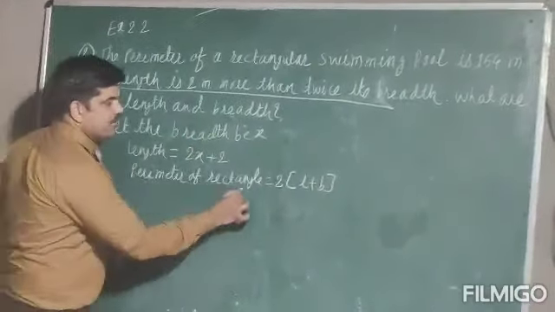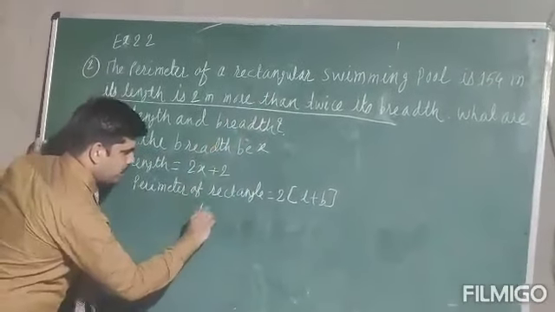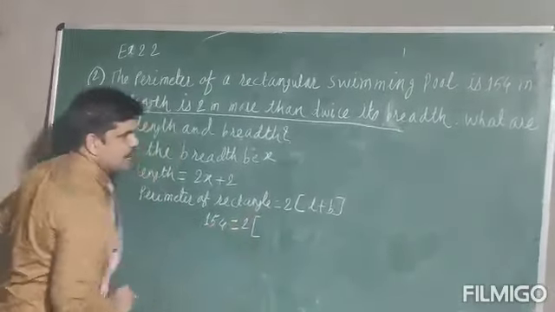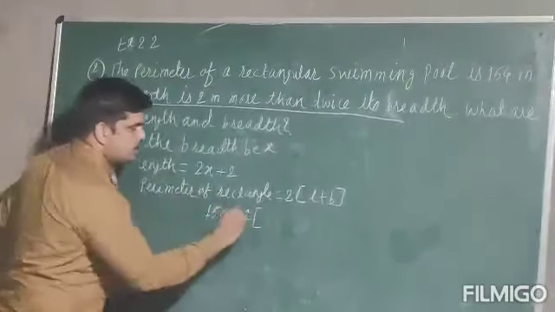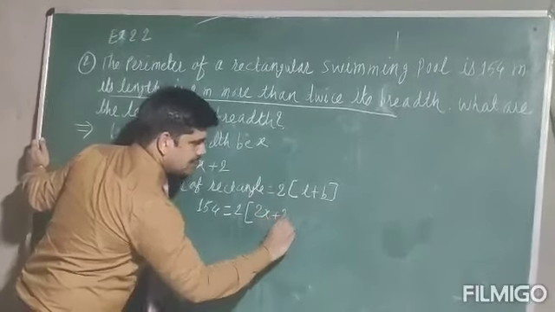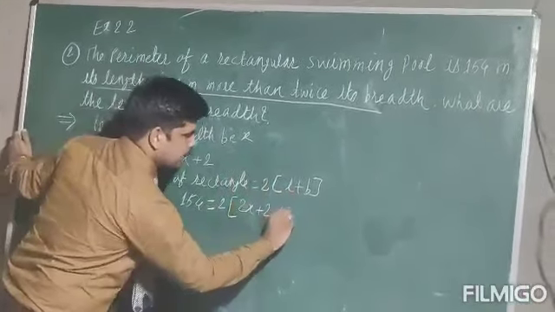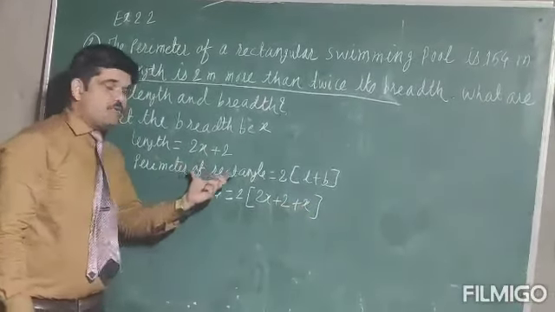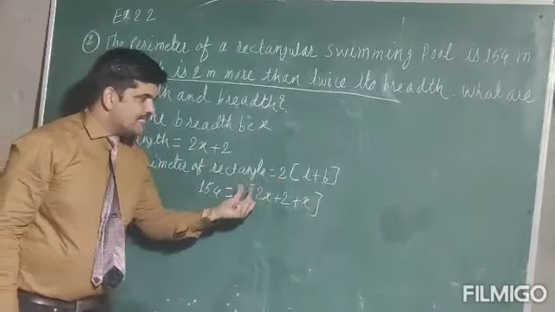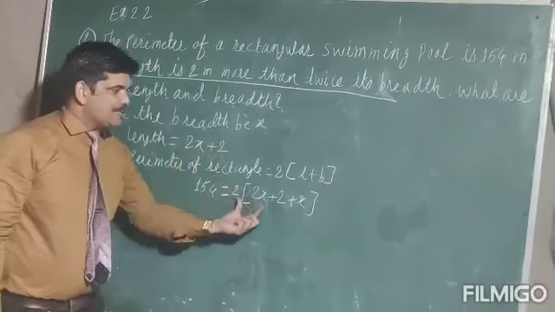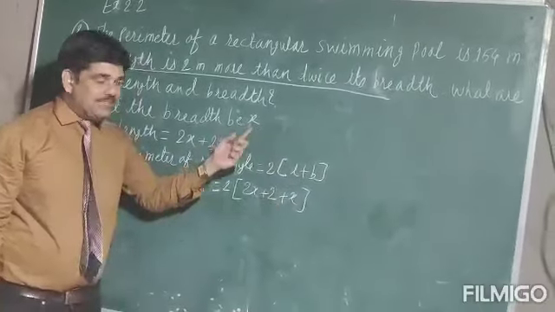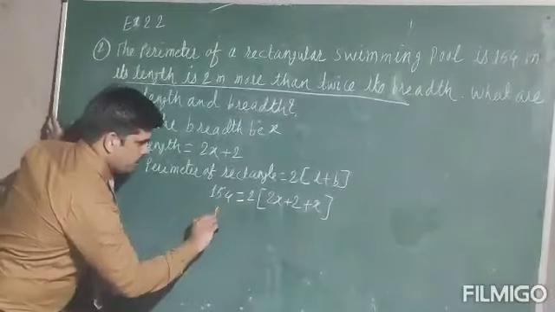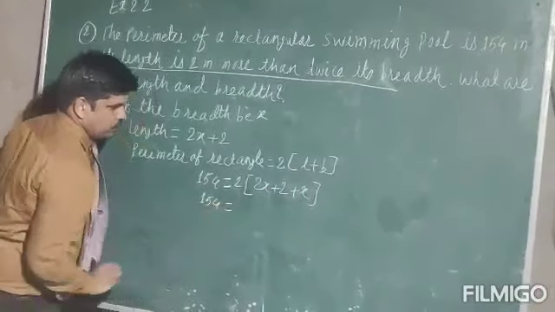Now what is the perimeter of rectangle given in the question? 154. So 154 is equal to 2 as it is in bracket L. L length is what? 2x plus 2, plus what is the B? B is x. Okay. So we put the value, 2 as it is, length is 2x plus 2 here, plus B is what? Breadth, that we consider x. So we put the value here only. Now 154 as it is equal to.